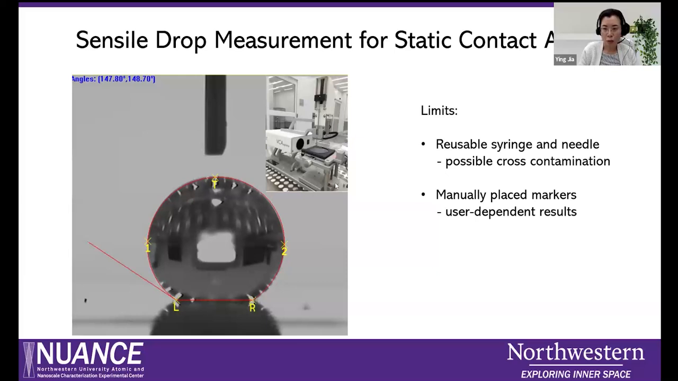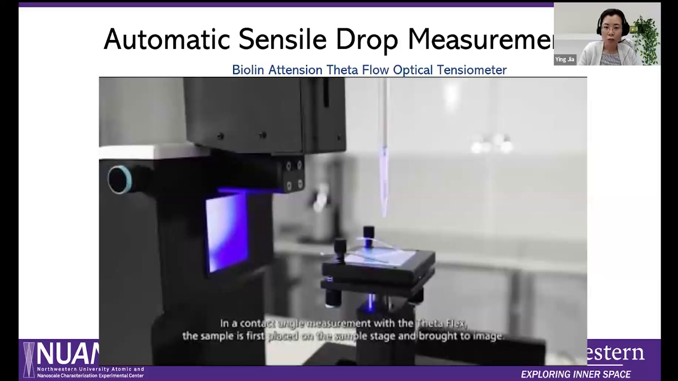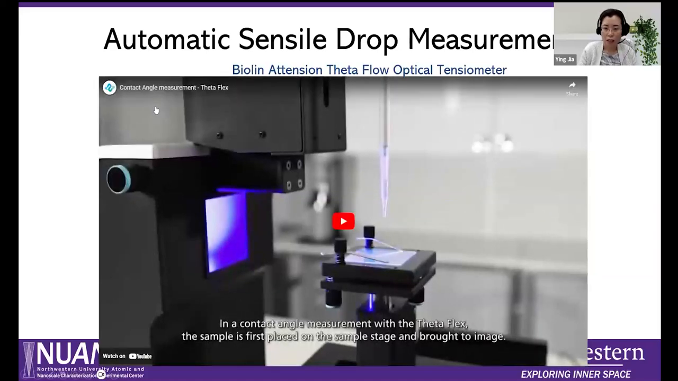This will introduce user-dependent errors. Also, because it uses a reusable syringe and needle, everybody shares it. We try to give each liquid its own syringe, but it can still happen that somebody does not follow the practice well enough, which could cause cross-contamination. With this new system, all those things are eliminated, and this is how it measures the basic contact angle with the new system.